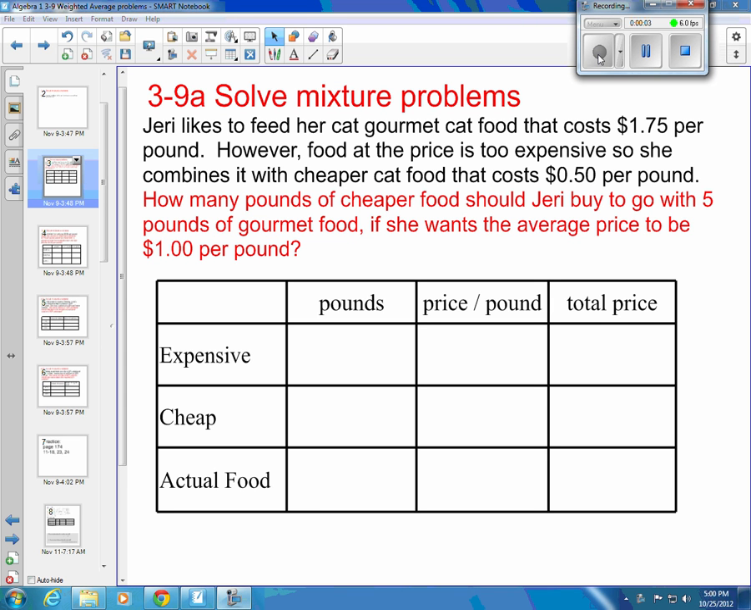Algebra 1, this is Chapter 3, Section 9. We're going to solve some mixture problems here. So let's take a look at our first mixture problem. I'm going to have a series of videos on this subject. I'm not sure how many I'm going to have at this point, but I'm going to start with this one.